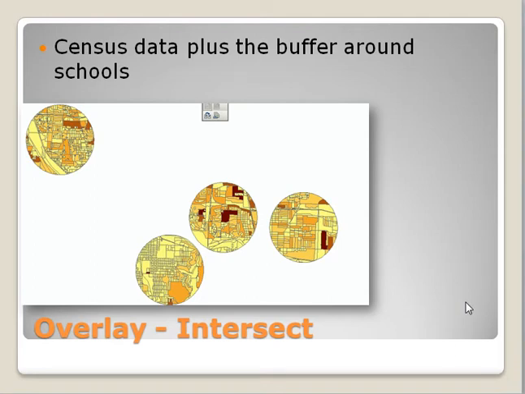One of the things that you're going to do in this lab is to create a 1 mile buffer around a school. And then using that buffer, you're going to intersect with the census data. What you're going to end up with is specific census blocks, giving you the number of people in each block that are within a 1 mile distance of a school.